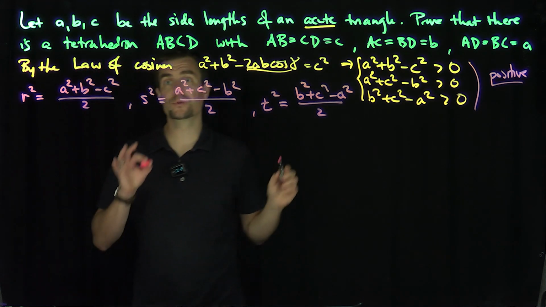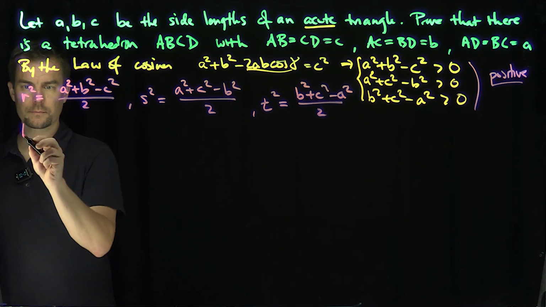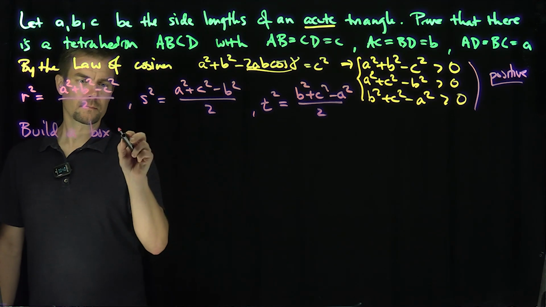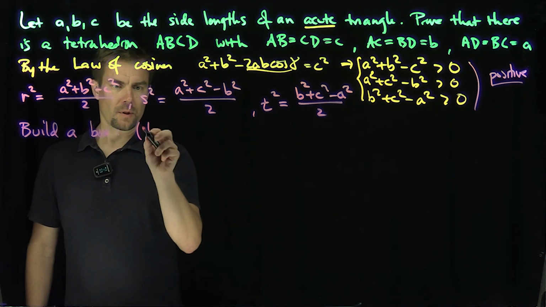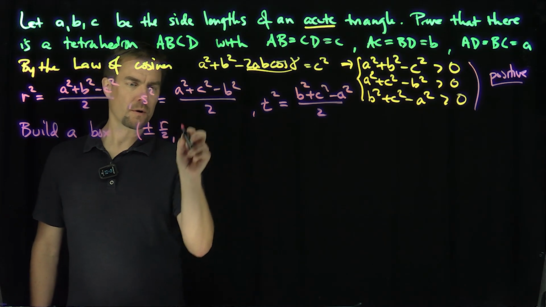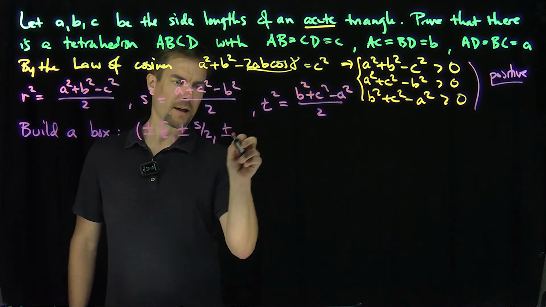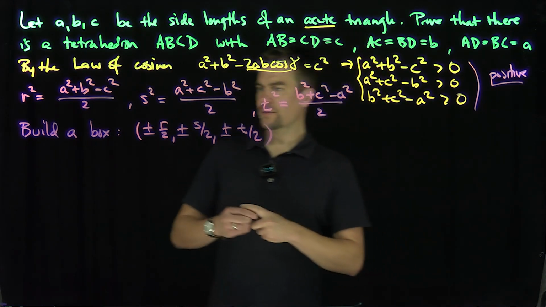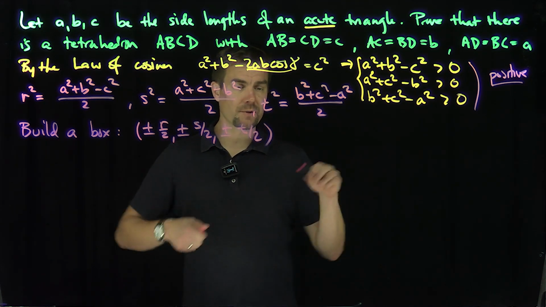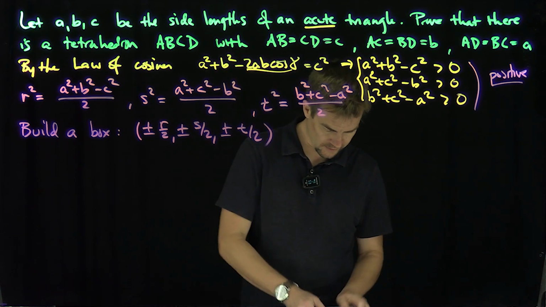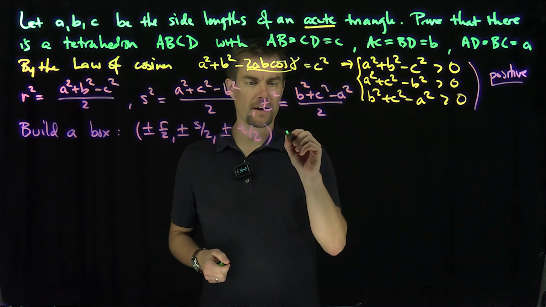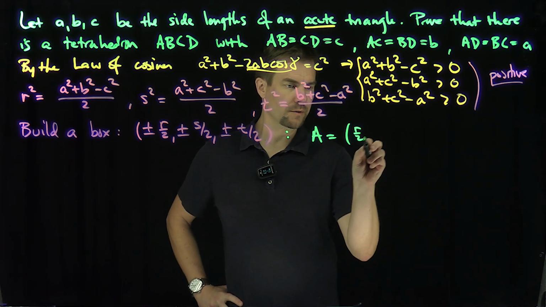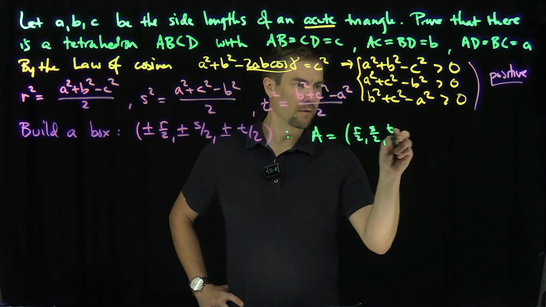Great. Now what we're going to do is build a box, with coordinates plus or minus r over 2, plus or minus s over 2, and plus or minus t over 2. So we have a box, and I'm going to connect vertices in this box. Let's build the tetrahedron now. Let's define A to be equal to (r over 2, s over 2, t over 2).